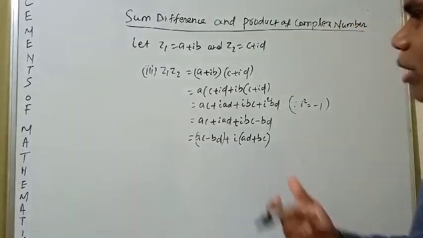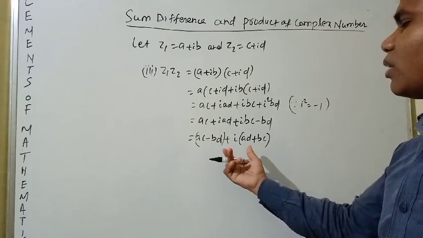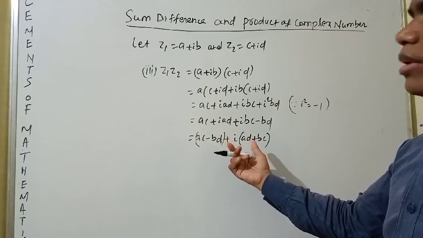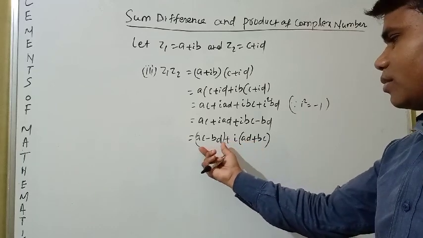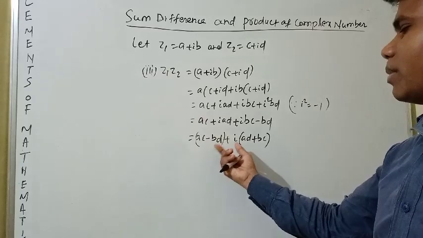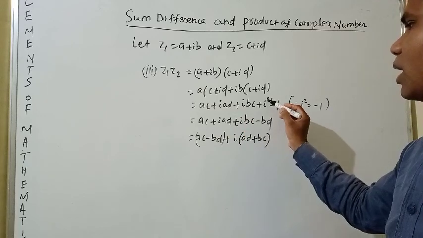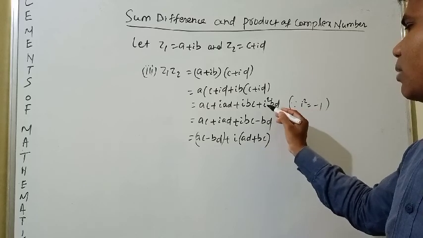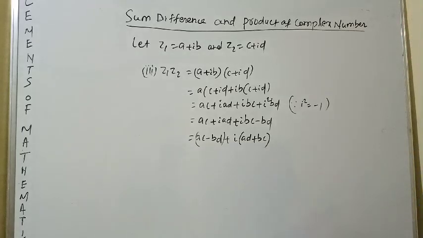If you multiply the two complex numbers, you can get another complex number. Not always you get a complex number, sometimes you also get a real number. As usual you multiply, and wherever you are getting I square, you just put the value of I square, that is -1. That is AC minus BD plus I into AD plus BC. This is the product of two complex numbers.